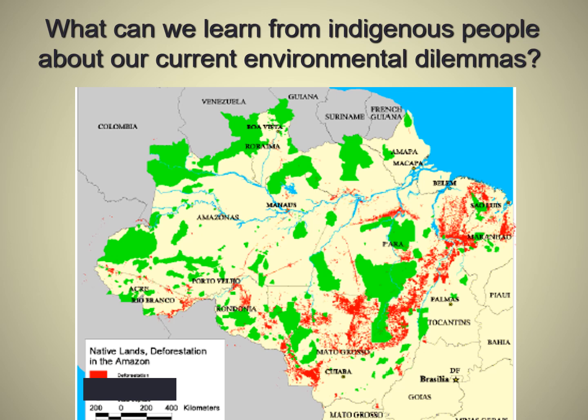And so on the map, the red shows areas that have been heavily deforested. And then the green represents something else. And notice how there's almost no overlap between the green areas and the deforested areas. And those green areas represent indigenous land. Again, notice that there's almost no overlap between the two.